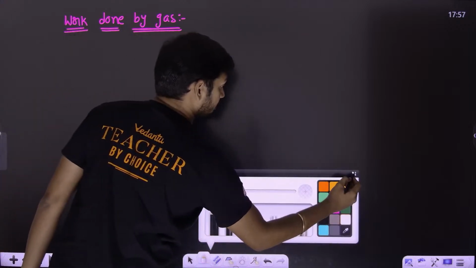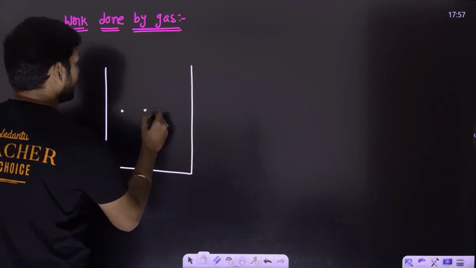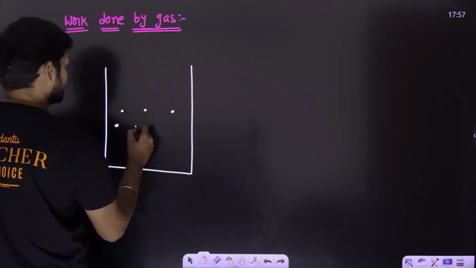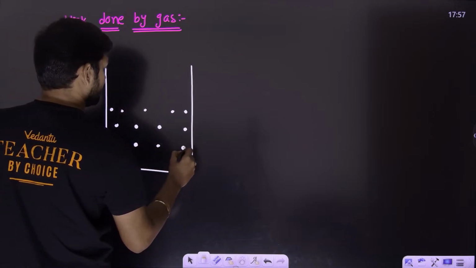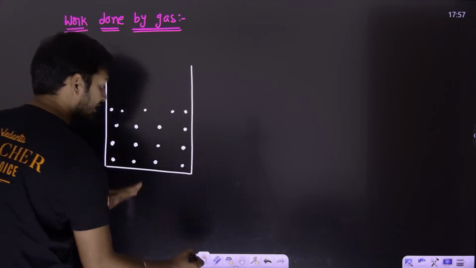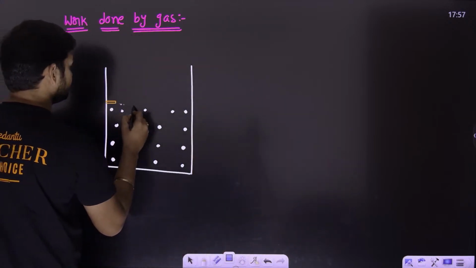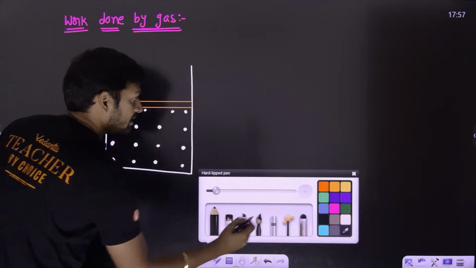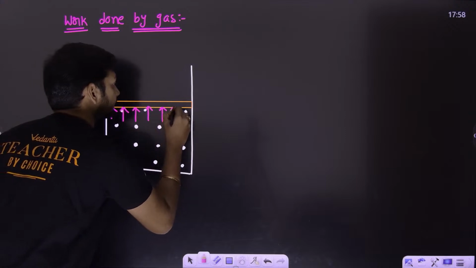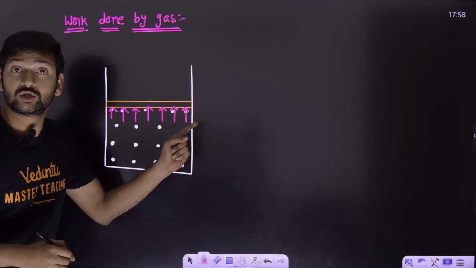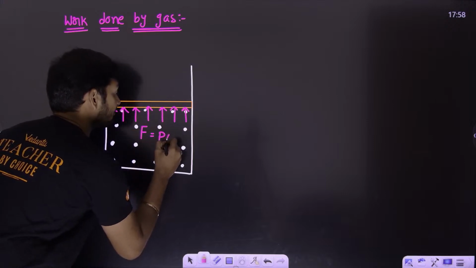Okay, let me just give you one small example. I'll just take a container. In that container, we have gas filled in the container, right? So that gas is definitely going to have some pressure. So that gas is going to come and apply that pressure on this piston. So how much force is this piston going to experience? Pressure multiplied with the area of the piston. So the force the gas is going to be applying is pressure multiplied with the area of the piston.